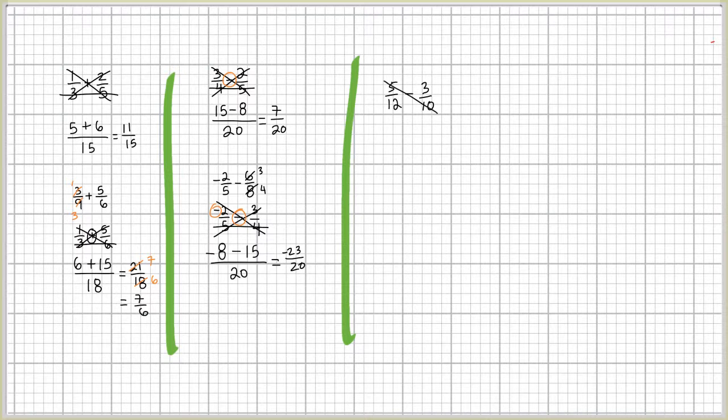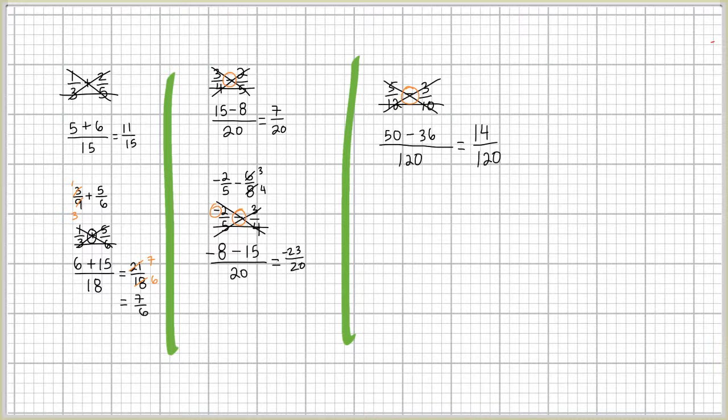5 times 10 is 50. 12 times 3, well, that's 12, 24, 36. All over 12 times 10, that's 120. And there was a subtraction in between the fractions, so we're going to put a subtraction in between 50 and 36. And 50 take away 36 is going to be 14 all over 120.